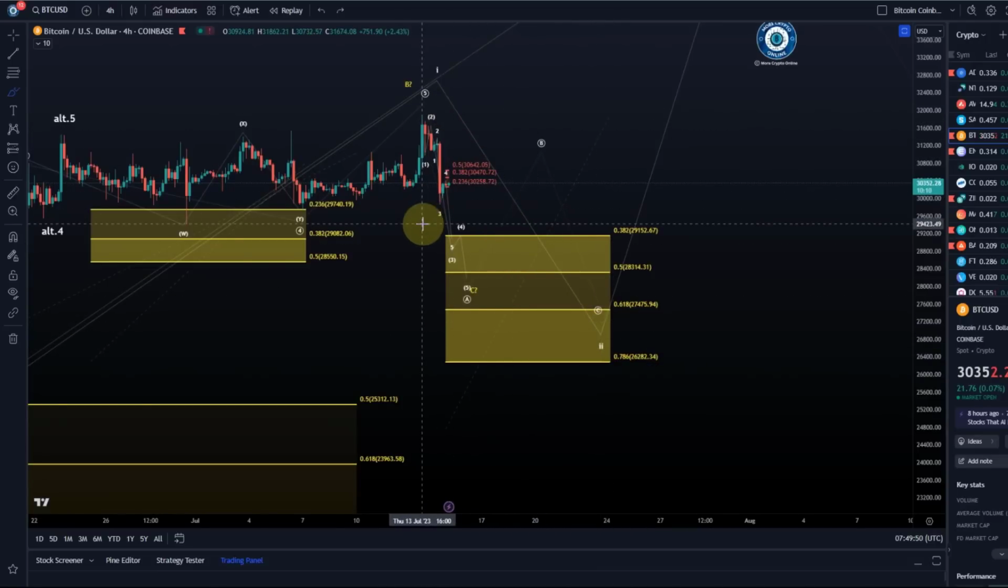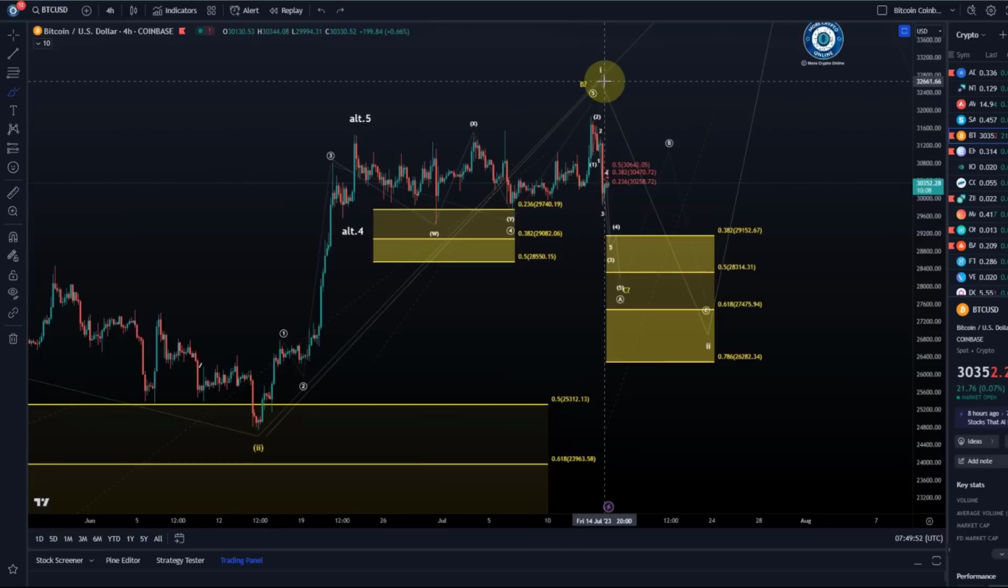There are a few ways this could have unfolded. My primary scenario is that wave 1 finished on the 13th of July, so a 5-wave move up fulfilled our minimum expectations. And we are now coming down in this wave 2, and it would be an ABC structure.